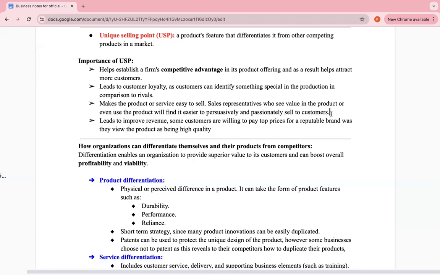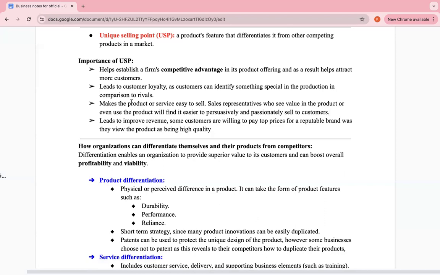So basically, in simple words, the product speaks for itself. Sales representatives who see value in the product or even use the product will find it easier to persuasively and passionately sell the product to consumers. Once the product has this unique selling point, the businesses and the employees don't have to take the initiative to convince customers why they need it. The customers will know by themselves, and the employees will be more passionate and more convinced in what they're selling. Hence, they will be able to sell it at a higher rate.